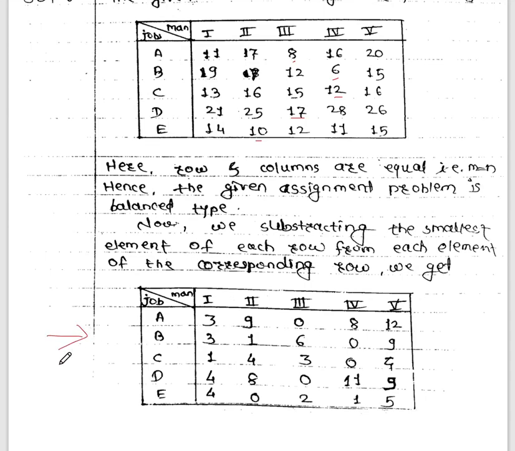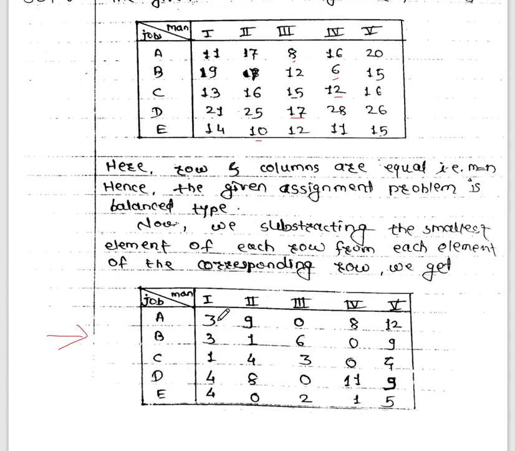Now we make the column operation. Why are we taking the column operation? Because we want each row and each column to have at least one 0. Okay, so if you observe, there is a 0 in each row but not a 0 in some columns. So therefore we are going to take the column operation.